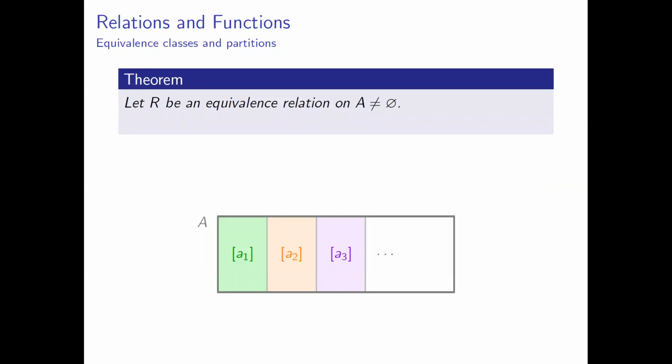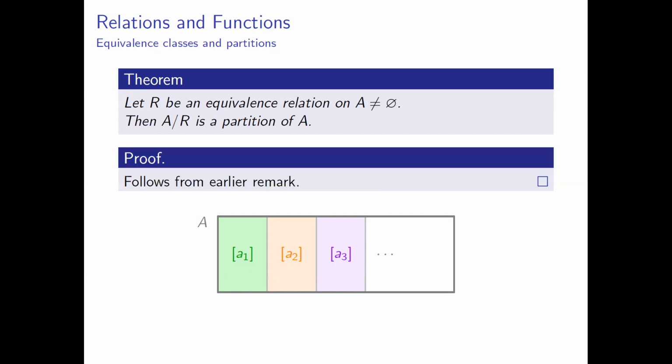The next two theorems describe the connection between equivalence relations and partitions. First, let R be an equivalence relation on a non-empty set A. Then A modulo R is a partition of A. This follows immediately from the previous theorem and remark.